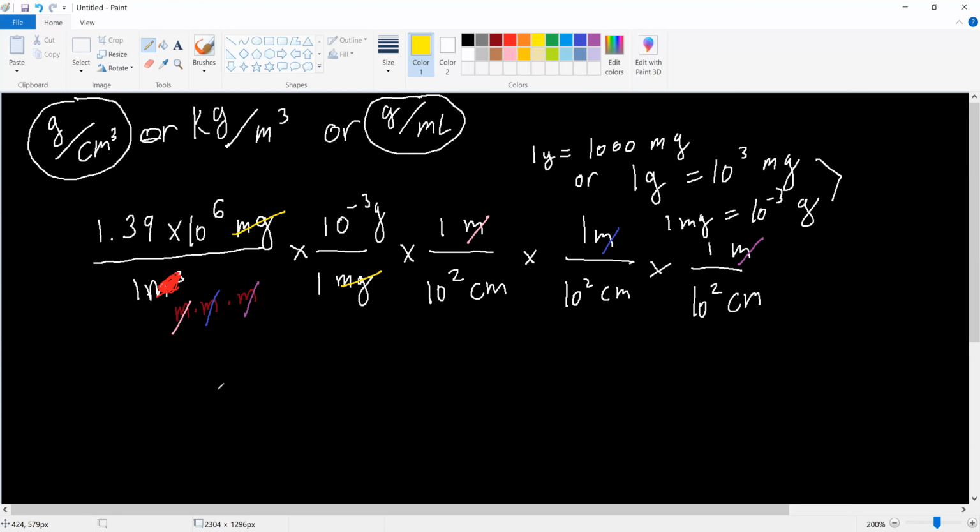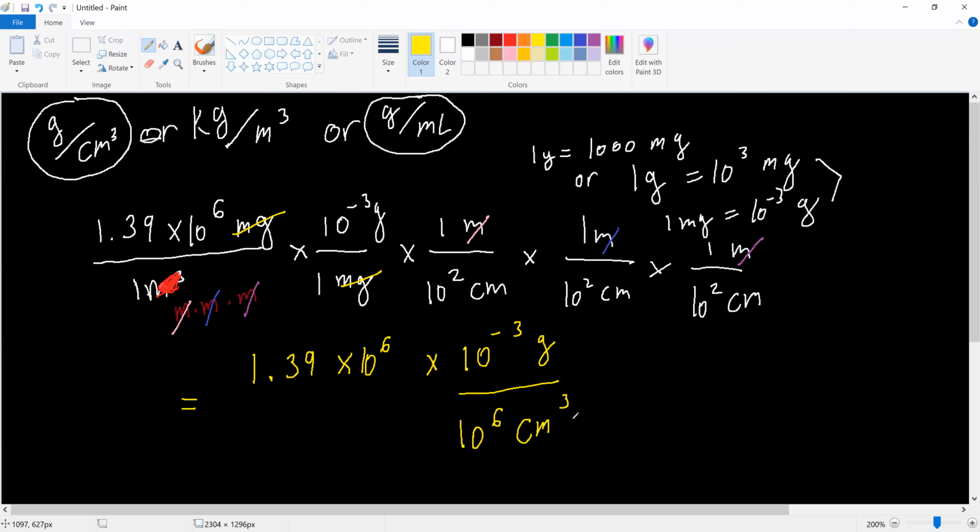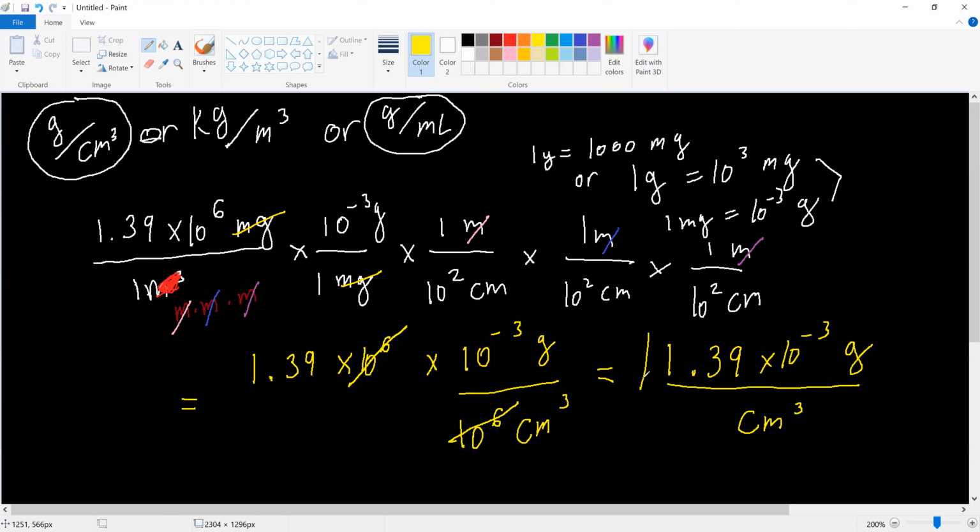So when we do this calculation, if we don't want to simplify it just yet, we get 1.39 times 10 to the 6, times 10 to the negative 3 grams over 10 to the 6 cm cubed. These 10 to the 6's cancel each other out because they're in opposite places. Therefore, we are left with 1.39 times 10 to the negative 3 grams per cm cubed. Look how easy this is.